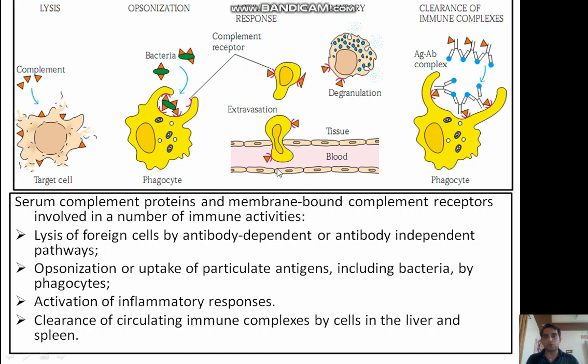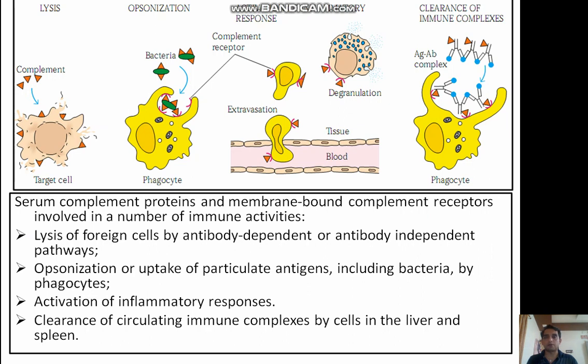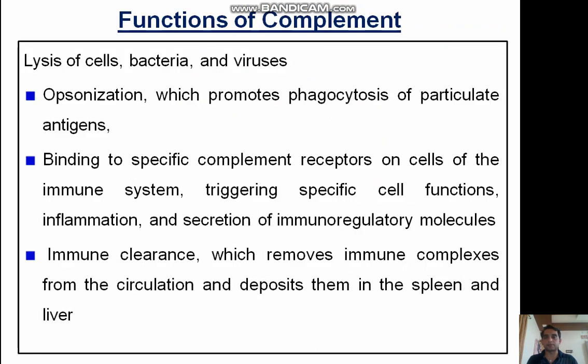And the fourth important function is the clearance of immune complexes. As we know, antigen-antibody complexes form and are present in the circulatory system. These immune complexes can be cleared from the system by the function of complements, which clear the circulating immune complexes via cells in the liver and the spleen. So these are the four basic functions of the complements. Again to revise: lysis, opsonization, activation of inflammatory response, and clearance of immune complexes.